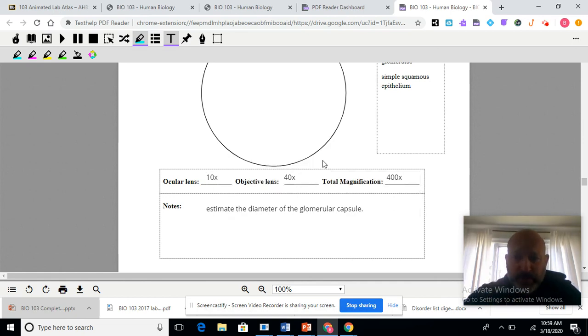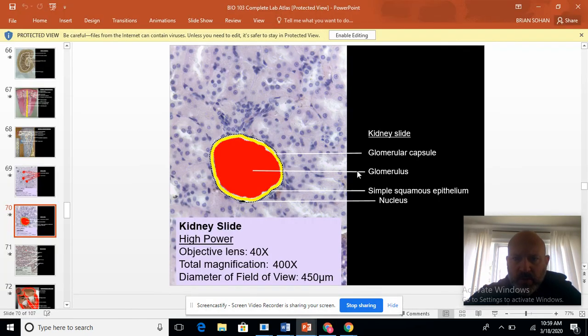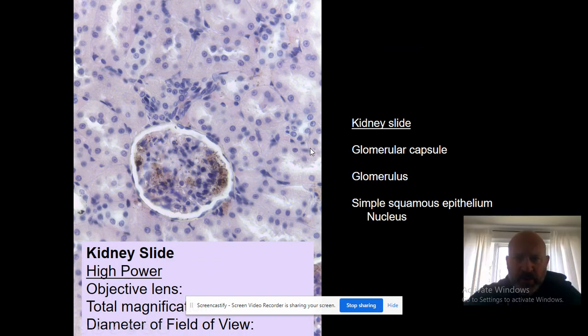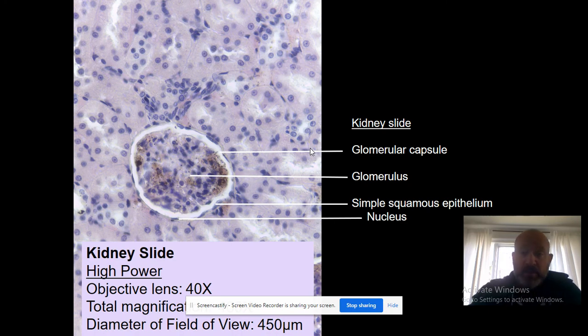We're going to be using micrometers, right? So again, if we go back to that lab atlas, this is what we're looking for. This is our high power view. All right, so make sure you label the glomerular capsule, the glomerulus, and those simple squamous epithelial cells that line the walls of the glomerular capsule there.